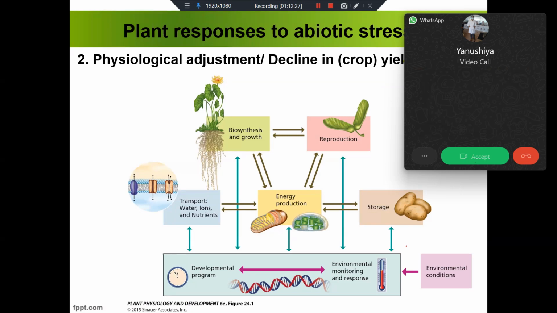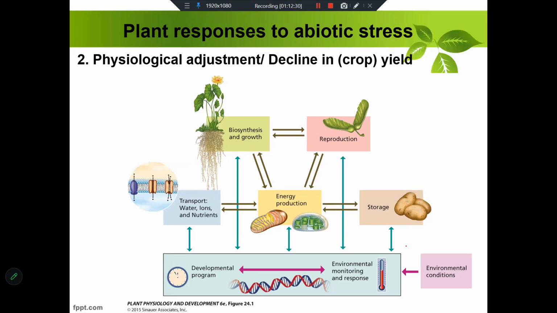It will die in another 2-3 months. Let's assume that. So now the environmental condition is getting worse. Water is depleting now, so it will affect the plant. So environmental monitoring is there, and the developmental program is there. So this energy and everything has to be allocated, partitioned between all these processes: storage, reproduction, biosynthesis, transportation, and everything.